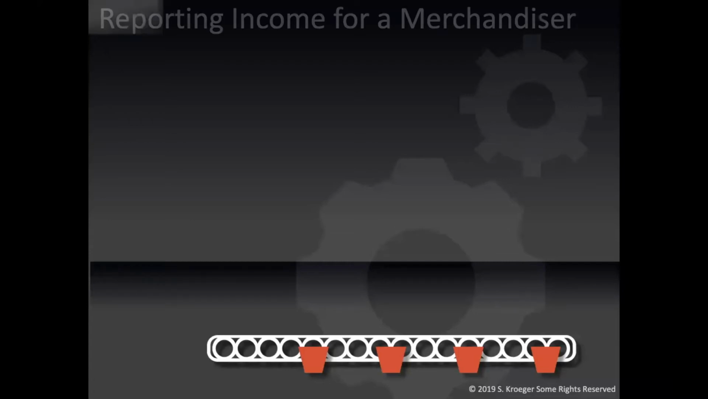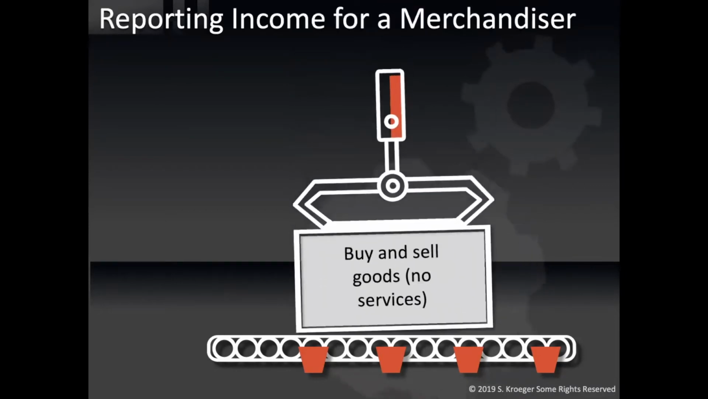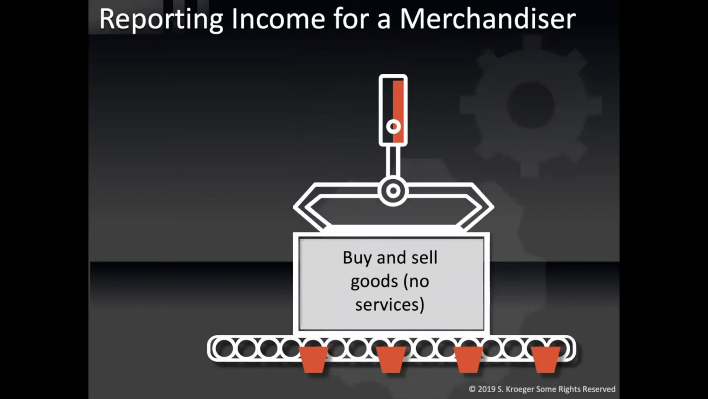Let's begin this chapter by discussing what a merchandiser is. A merchandiser buys and sells goods. It does not provide any services. So far in this course, we have been preparing journal entries under the assumption that they are providing a service. We will look at the exact same types of transactions, such as making a sale and collecting payment, but for a merchandising company instead of a service company.